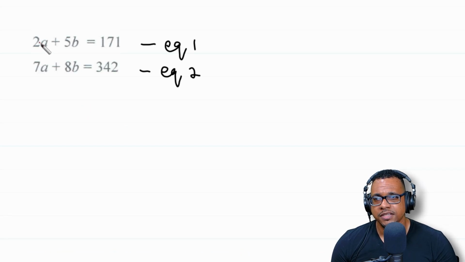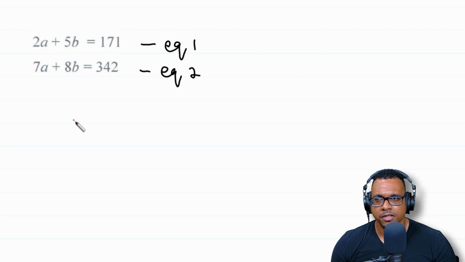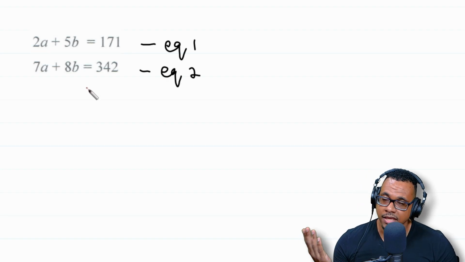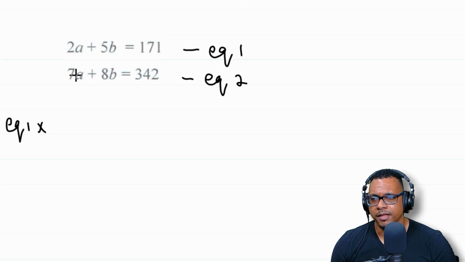So it's obvious that with the 2A and the 7A, I cannot eliminate the A as is. And with the 5B and the 8B, I cannot eliminate the B. So what I have to do is multiply the equations by a number so that I can either add or subtract to get rid of one of the variables, being A and B. So what I'm going to do is say equation 1 multiply by, and I'm going to multiply by the 7 here.